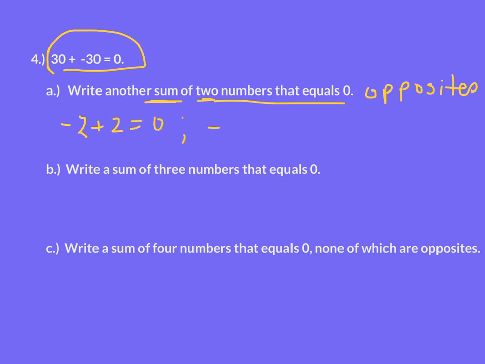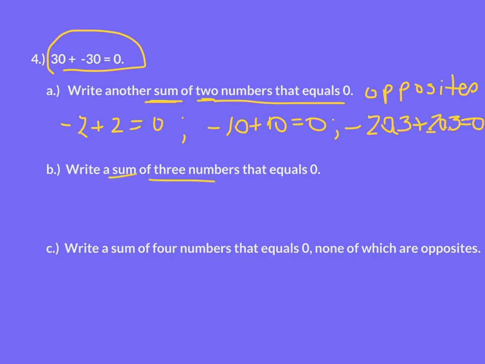Or negative 10 plus 10. That would equal 0. Or negative 20.3 plus 20.3. That would equal 0. So again, just always the opposites. Your answers are likely different than mine, but the point here is that they have to be opposites. The next, I need to write the sum of 3 numbers that equals 0.